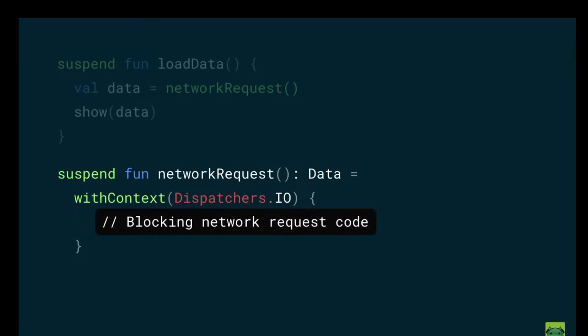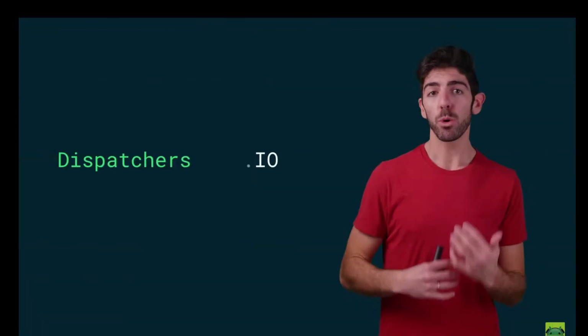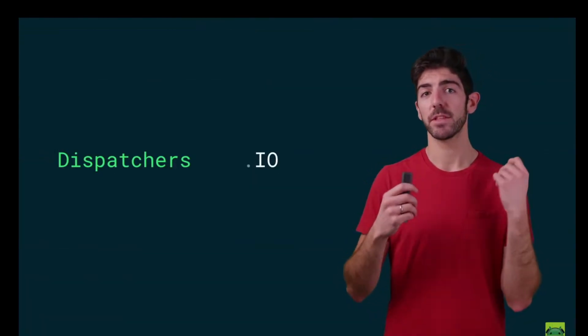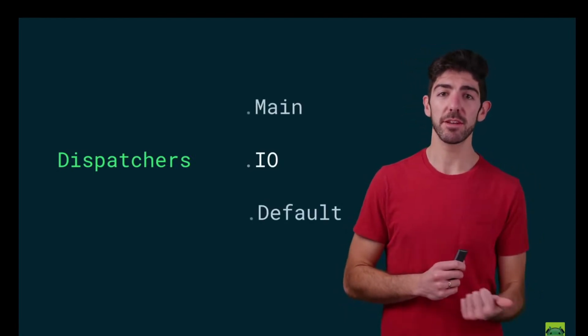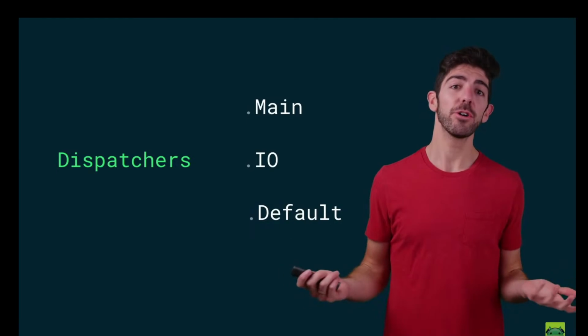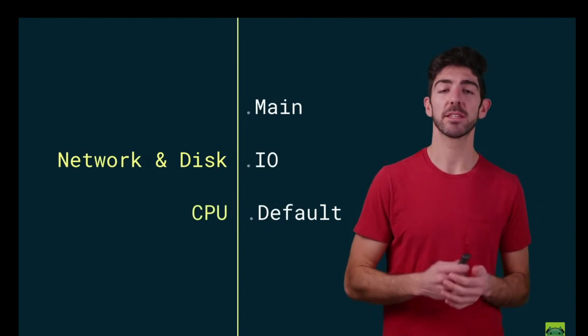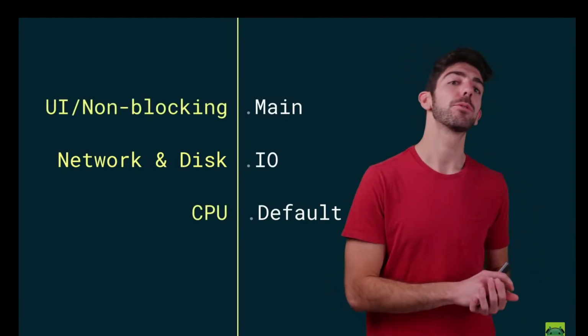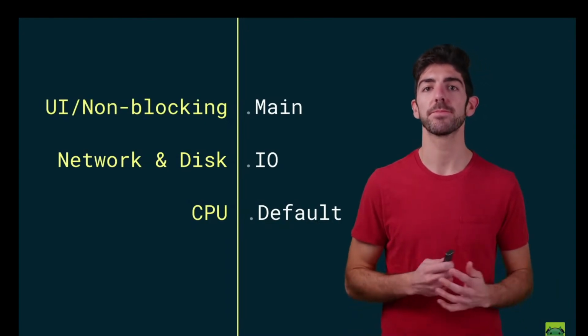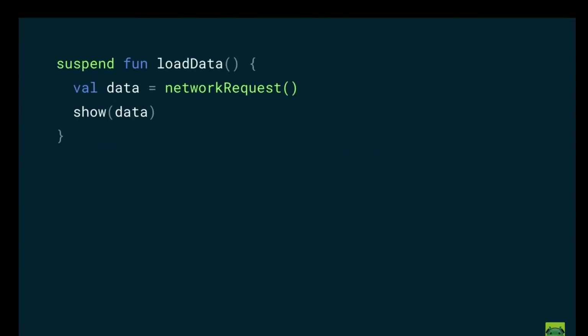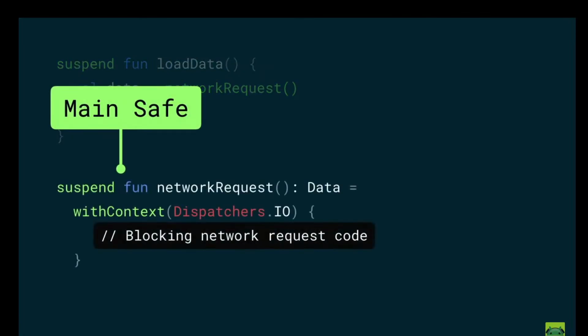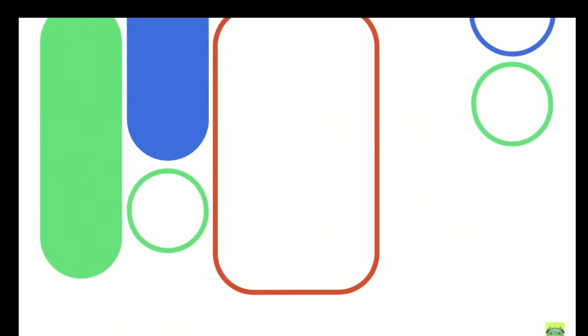It doesn't matter if it's blocking the I/O thread. What is important is that it's not blocking the main UI thread. What other dispatchers do we have available? We have Dispatchers.IO, but also .Default and Dispatchers.Main. I/O is optimized to do network and disk operations. You use Default for CPU-intensive tasks, and Main for UI code or non-blocking code that executes quite fast. So here, network request, we can say that this is main safe. You can call network request from the main UI thread, and it will be okay, because it will be in charge of moving the execution to a different thread.